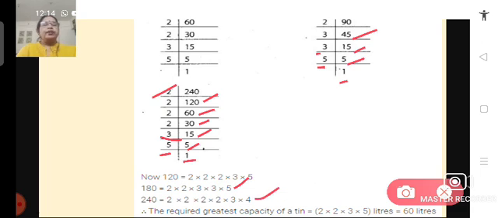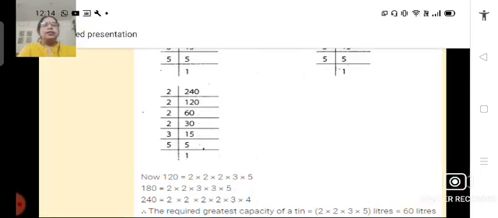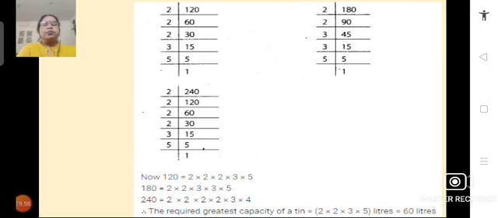So how do we get the HCF of these 3 numbers? We find their common factors and multiply them. So it is 2 into 2 into 3 into 5. So it becomes 60 liters. So 60 liters is the maximum capacity of the tin to measure the 3 kinds of oil.